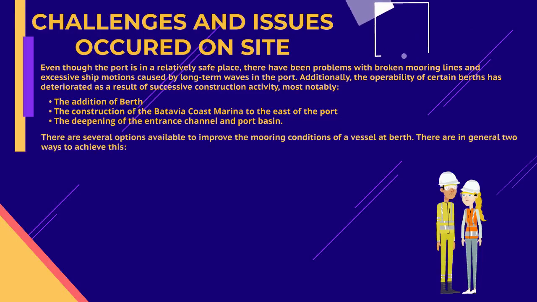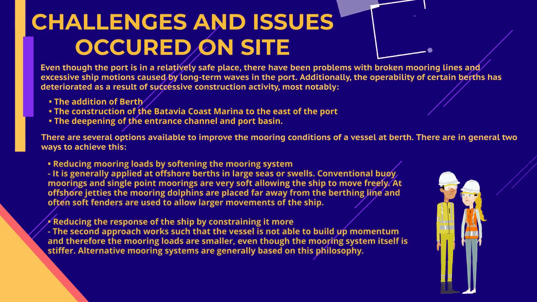There are several options available to improve the mooring conditions of a vessel at berth. There are in general two ways to achieve this. First, reducing mooring loads by softening the mooring system. It is generally applied at offshore berths in large seas or swells. Conventional buoy moorings and single-point moorings are very soft, allowing the ship to move freely. At offshore jetties, the mooring dolphins are placed far away from the berthing line, and often soft fenders are used to allow larger movements of the ship.